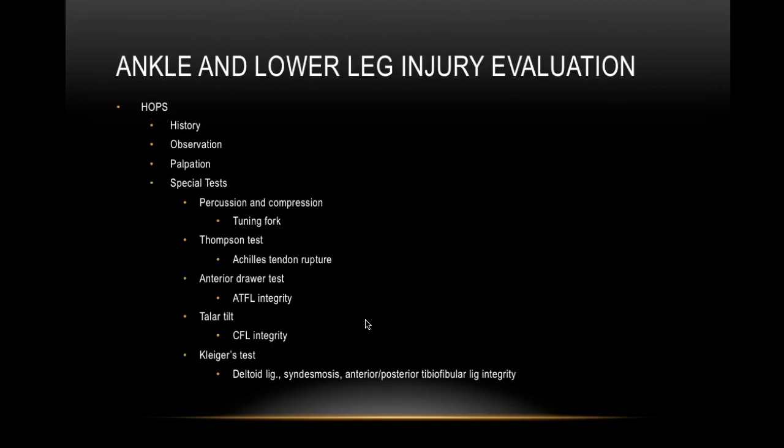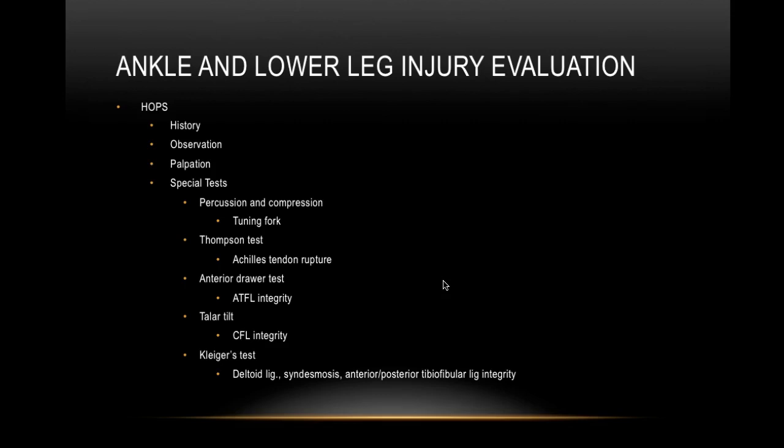So moving on to the evaluation of the ankle and lower leg, I've skipped through the hops portion because we've already covered that, but just to give you an idea of what kind of special tests you would do for a lower leg and an ankle, and you can read the full detail on each of these: percussion and compression is to rule out fractures to the tibia or the fibula. And you can actually do this on pretty much any long bone, as long as you're careful the way you're doing it. You don't want to cause any more pain than the athlete is already going through.